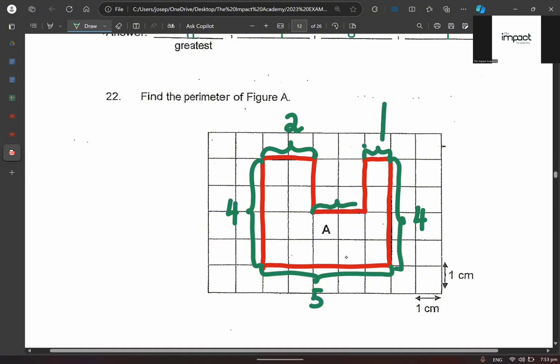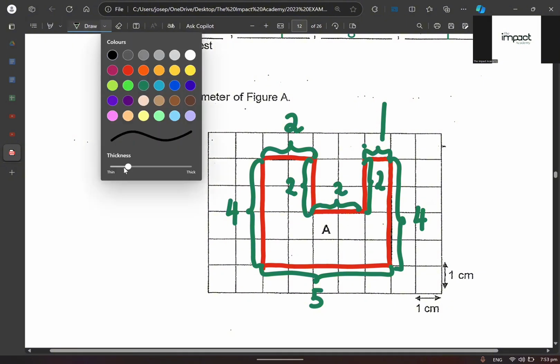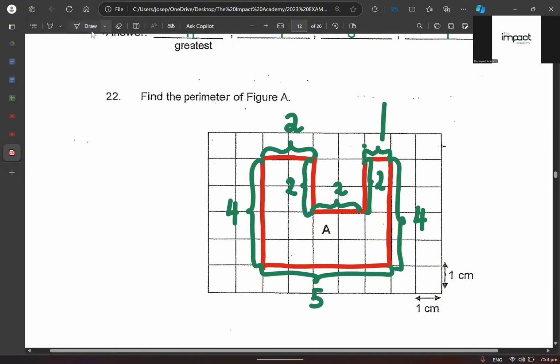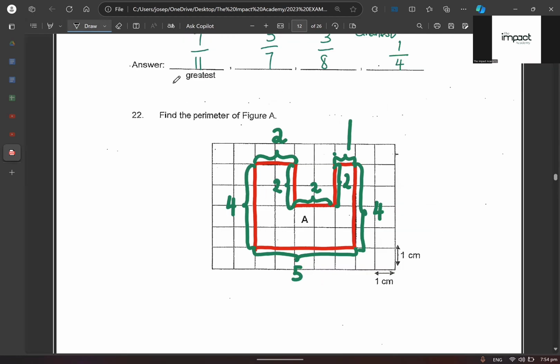What is this part over here? 2. What is this one over here? 2 also. What is this one over here? 2 also. Are you all listening to me or not listening to me? Yes. Very good. Okay, now give me a thumbs up once you are done with the perimeter.